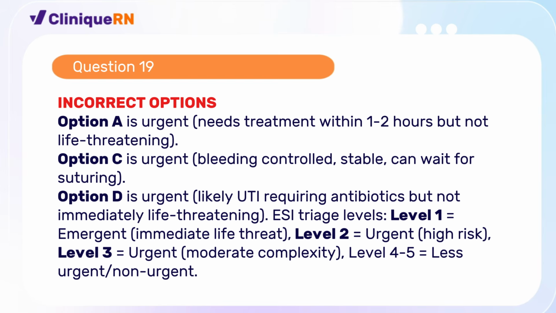Option A is urgent, needs treatment within 1 to 2 hours, but not life-threatening. Option C is urgent, bleeding controlled, stable, can wait for suturing. Option D is urgent, likely UTI requiring antibiotics, but not immediately life-threatening. ESI triage levels. Level 1 means emergent, immediate life threat. Level 2 indicates urgent, high risk. Level 3, urgent, moderate complexity. Level 4-5 mean less urgent/non-urgent.